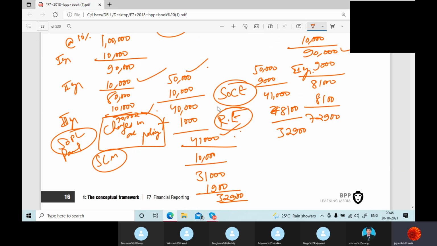That's it. If you would have used diminishing, then what? You are changing from straight line to diminishing balance. Since the depreciation is less here, you add back. If you would have used diminishing, then you would have what? Subtracted. Why? See, here what is the depreciation? 10,000. So your profit is actually 40,000 as per the straight line. As per diminishing, it is 41,000. You added. If you would have used diminishing here, it would have been how much here? 41,000. So you would have subtracted 1,000 to make it 40.